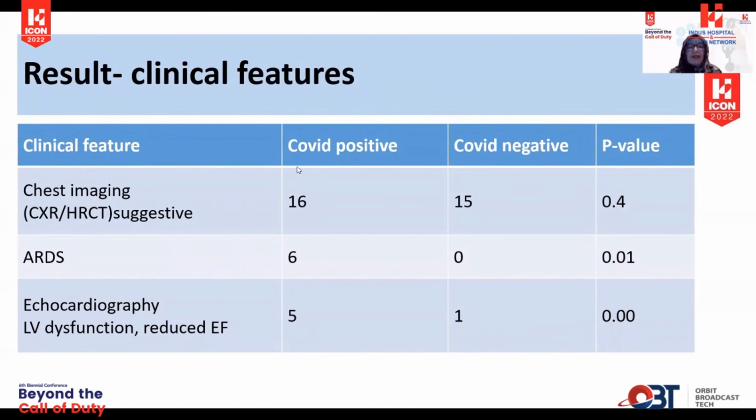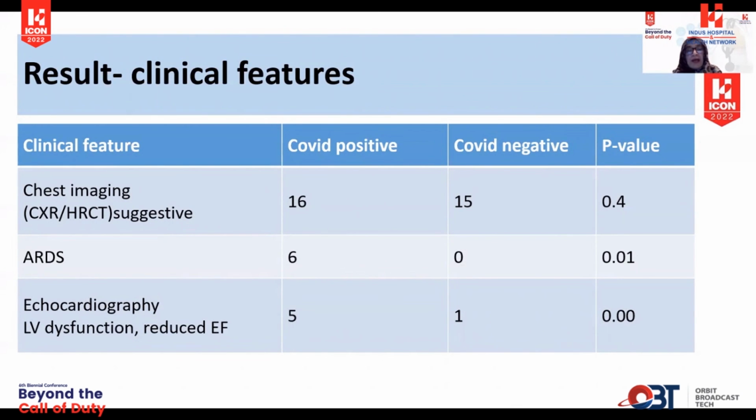Then the clinical features, many of them were similar, so I did not mention them here. But the interesting things which came up in the study were actually 3 things. First was chest imaging. The chest imaging findings, which comprise either chest X-ray or HRCT or both, were similar in both the groups. But if you look at the ARDS, none of the children in the COVID negative group had ARDS, while the 6 children who had ARDS in the COVID positive group clinically also had severe disease and severe COVID pneumonia, while their chest X-rays did not support that.